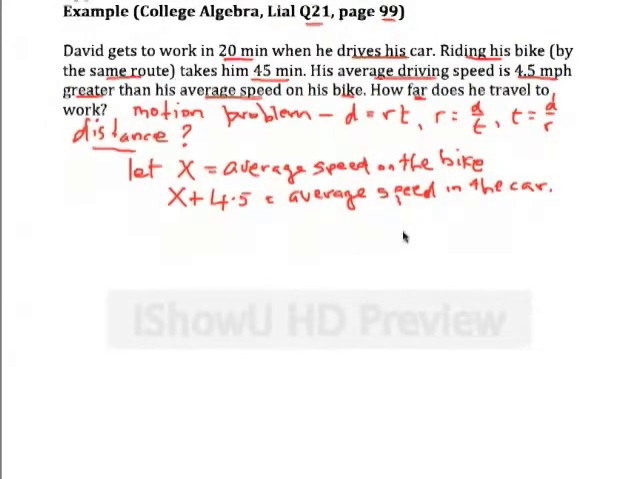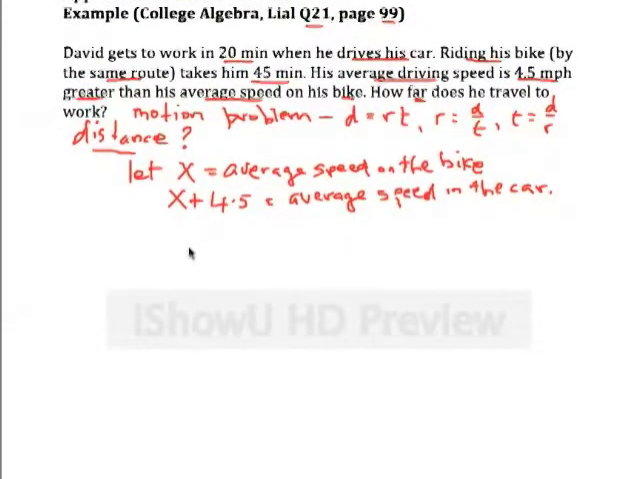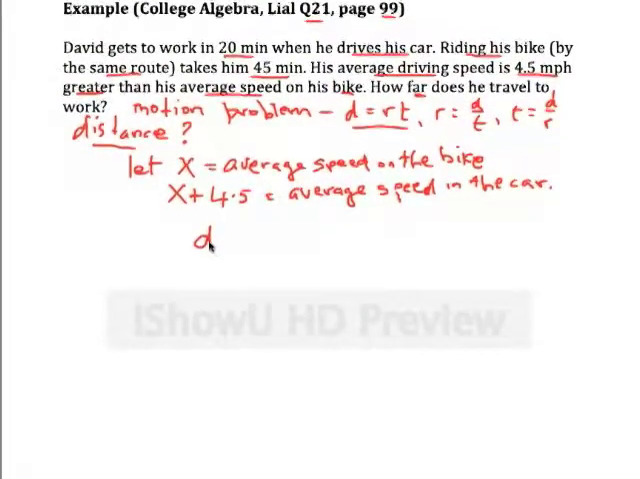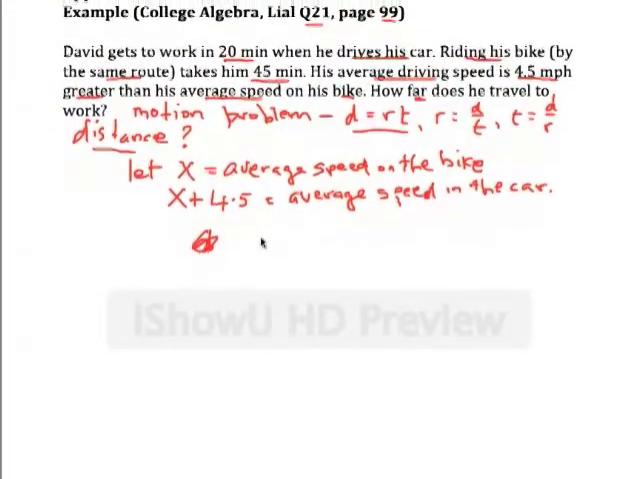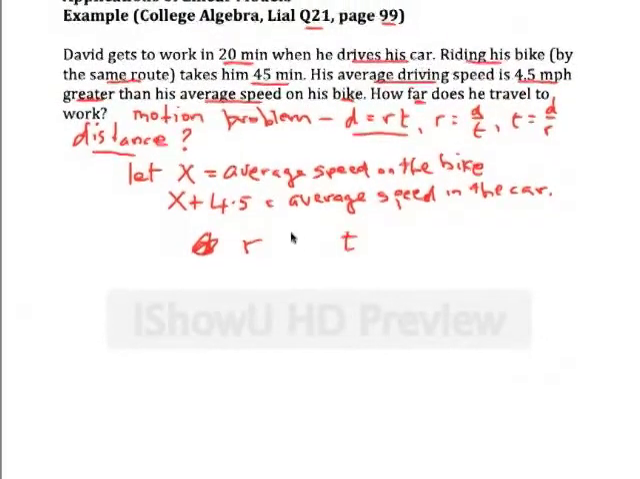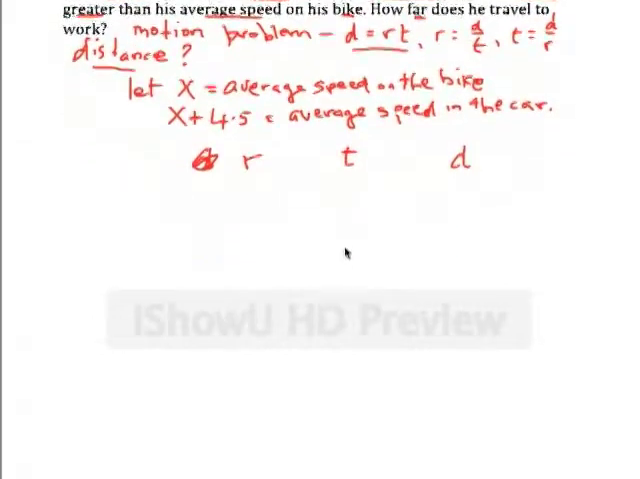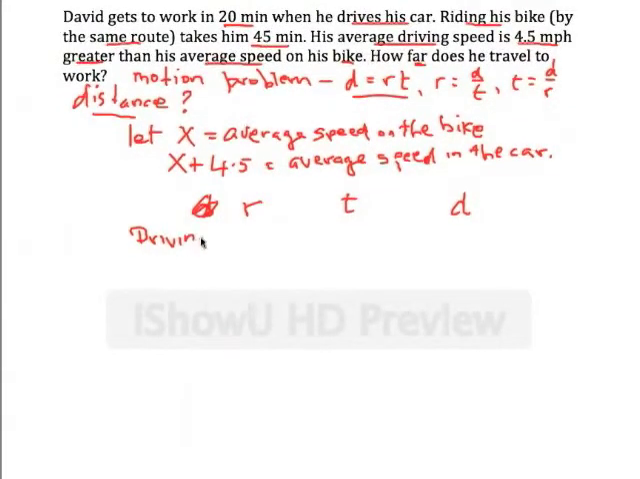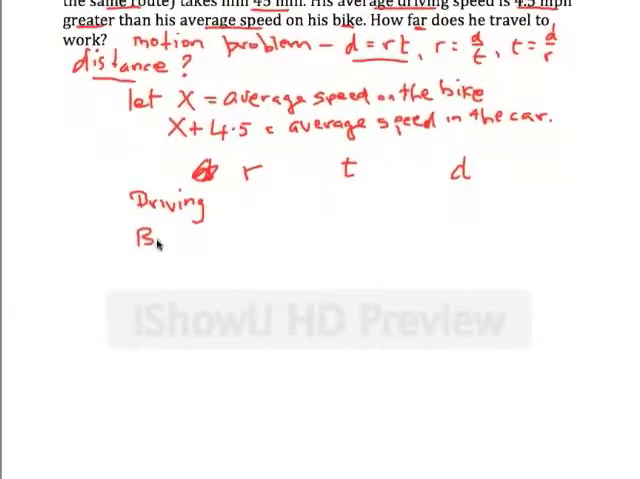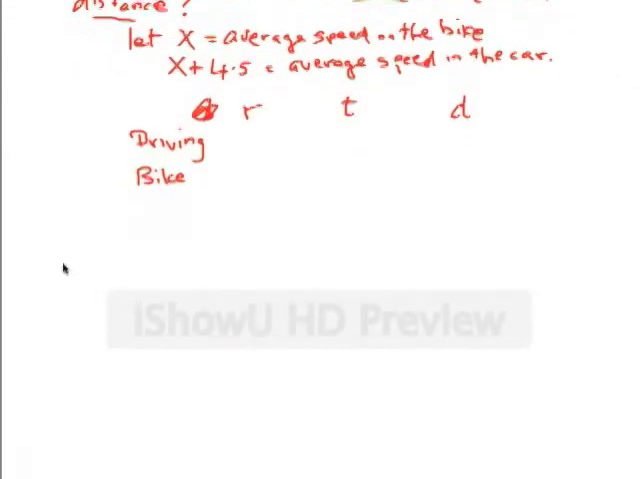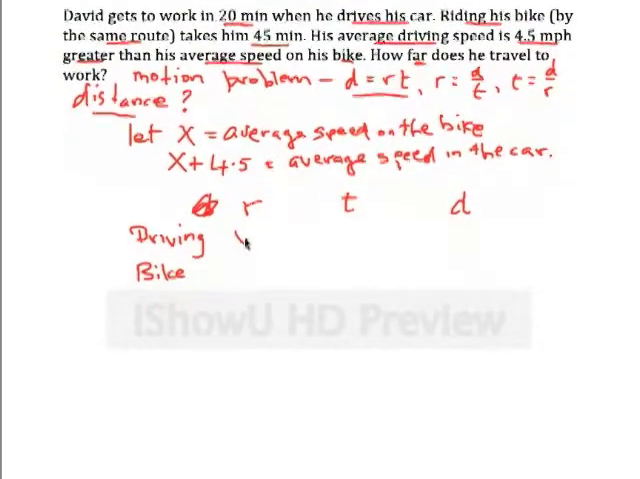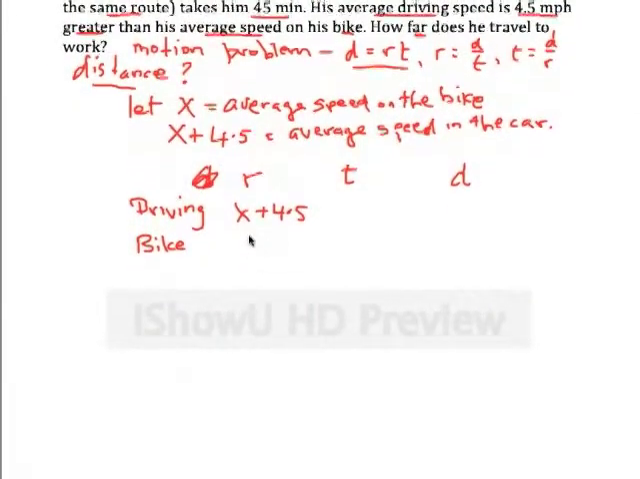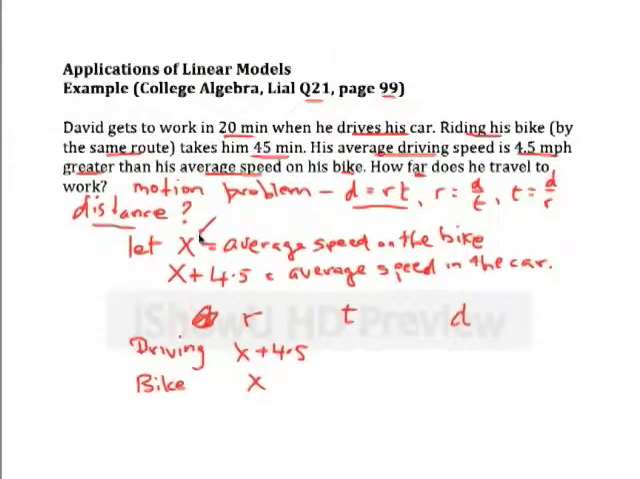Now, you should always organise your information here, and in this case we're going to organise it in a table. So notice that because it's a motion problem, we need these three things. We need D, and I think we probably put D last since that's what we want to find. So let's put the rate, the time, and the distance. Okay, now he is going to be driving, and he's going to be on the bike. Okay, so let's look at the rates. Driving rate is x plus 4.5, and of course x will be the rate on the bike. That's what we called this.